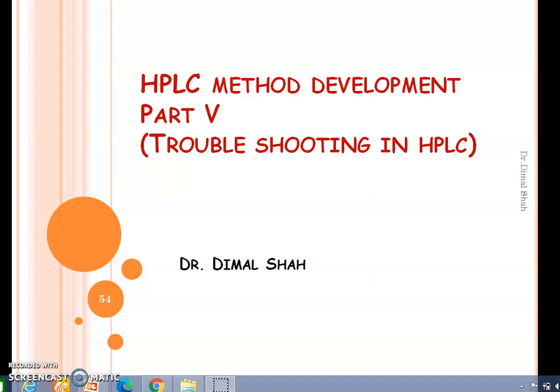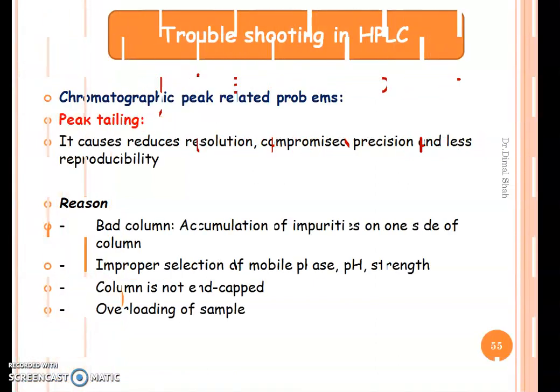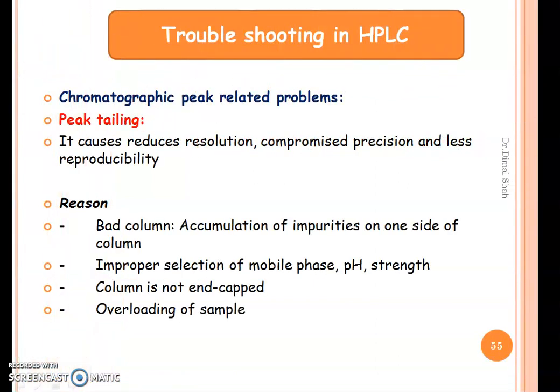Now we are starting with the troubleshooting in HPLC. During our chromatographic analysis, we may observe certain kinds of problems related to the peaks, related to the instrument. How to solve the problems related to it? Let's discuss. The major problem that we observe is related with the peak, that is peak tailing.